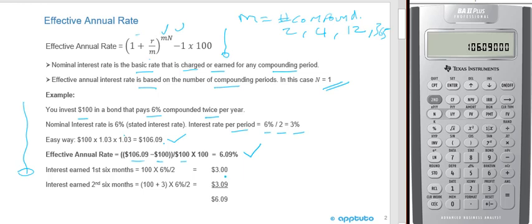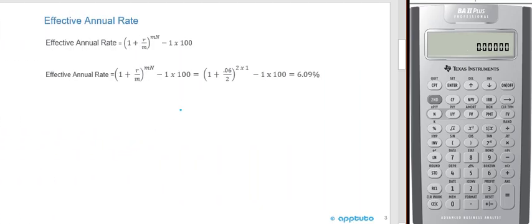Again, just to show you the interest that I earned in the first half of the year: $100 times 3%, which is $3. And then it's compounding, interest on interest. So I had $103 at the beginning of the second half times 3%, and I would have earned $3.09 in the second half. So my total interest was $6.09. I had a nominal interest rate of 6%, but because it's compounding semi-annually, I've got an effective annual interest rate of 6.09%.